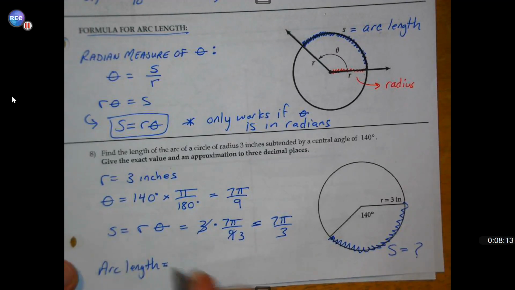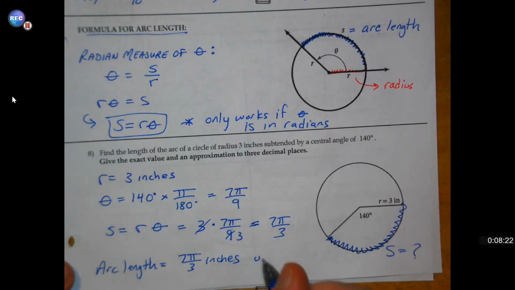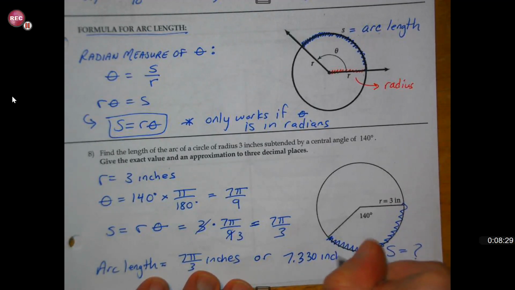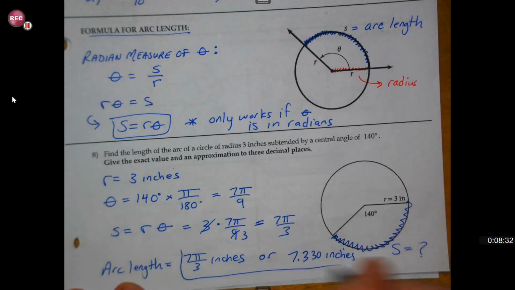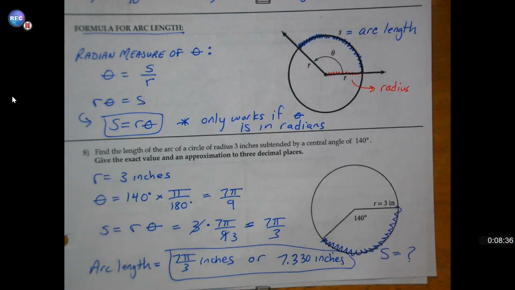we could write it 2 ways. We could say it's exactly 7 pi over 3 inches, because if the radius is in inches, the arc length's in inches. Or we could put that into a calculator, and that should come out to 7.330 inches. So that would be the exact answer. That's the approximation. That kind of makes sense, because if this distance is 3, I can believe that this distance is about 7.330. Makes sense to me.